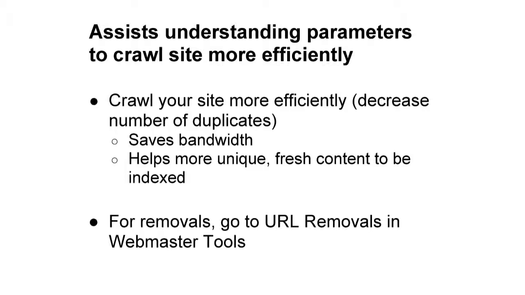Essentially, with your input in URL parameters, it helps us to understand your site better so we can crawl more efficiently. By crawling more efficiently, we don't crawl as many duplicates, and that will save you bandwidth and helps us to focus on your unique content rather than crawling the duplicative information repeatedly. But if you want URLs removed, you can go to URL removals in Webmaster Tools. Again, the URL parameters feature is to crawl more efficiently. It's not about removals or explicit robots.txt disallowing.